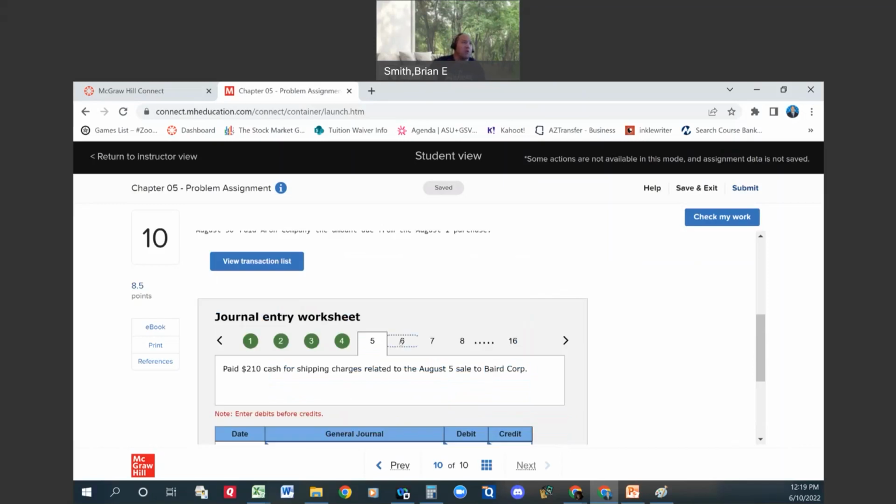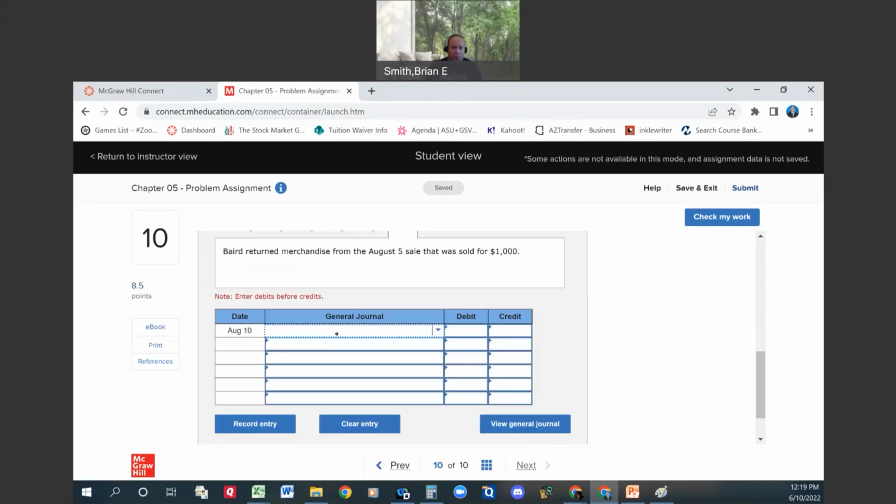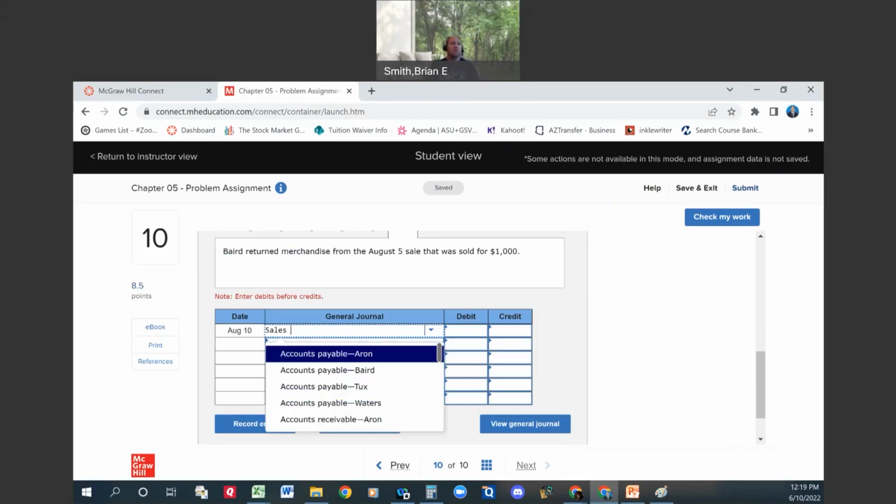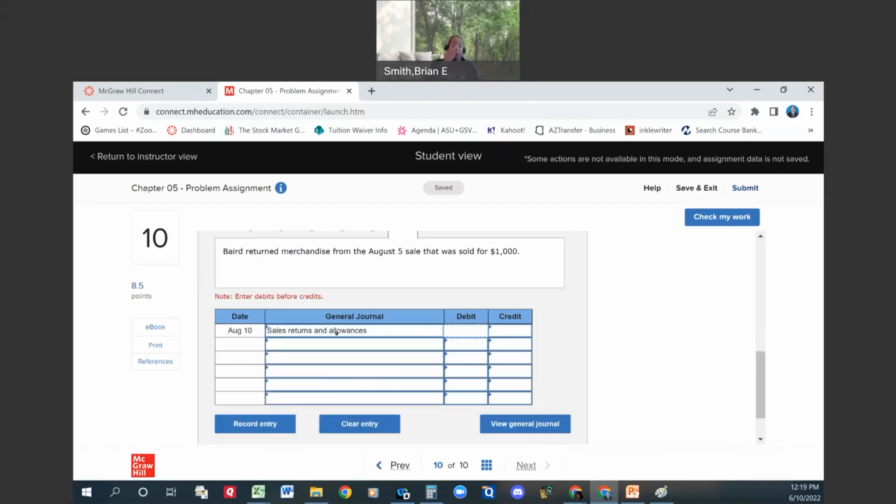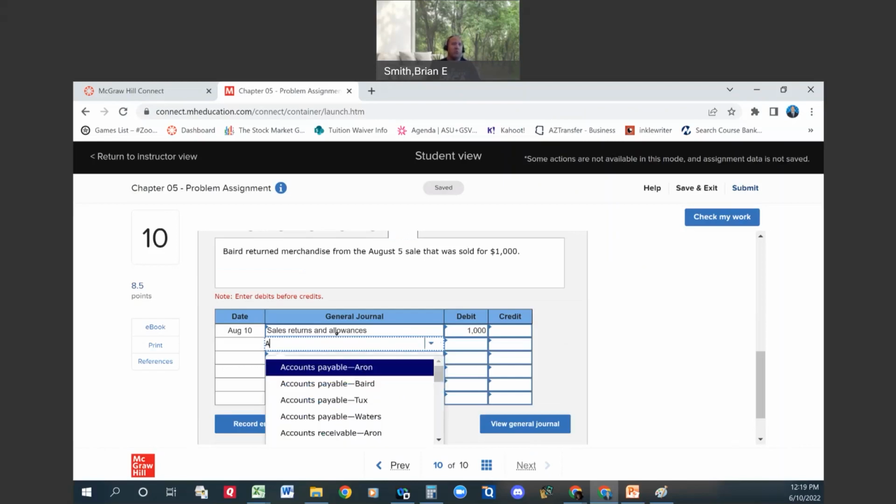All right. Baird returned merchandise from the August 5th sale that was sold for $1,000. So we've got to get rid of that sale of $1,000. Baird, we sold them for $3,500. They're returning 1,000 of it. So we've got to get rid of that out of our accounts receivable. So we're going to go sales returns and allowances for 1,000. And then we're going to credit the accounts receivable for Baird for the same amount.